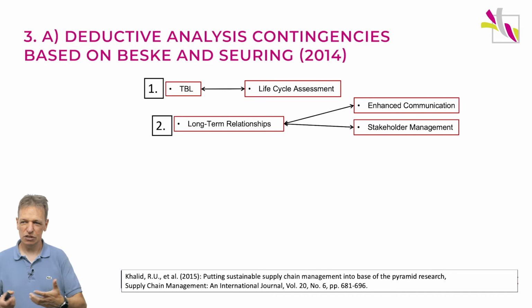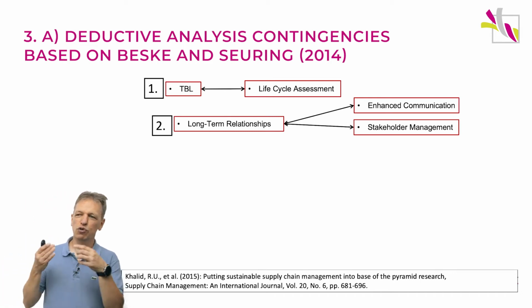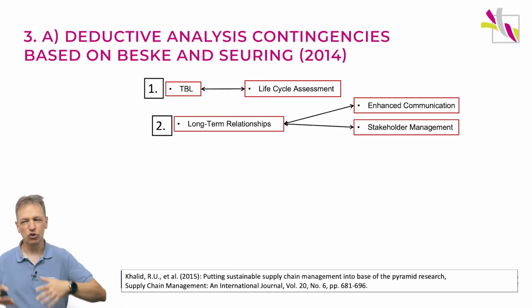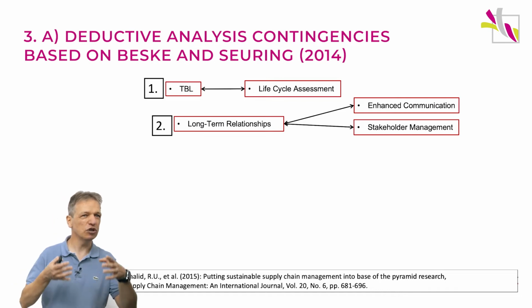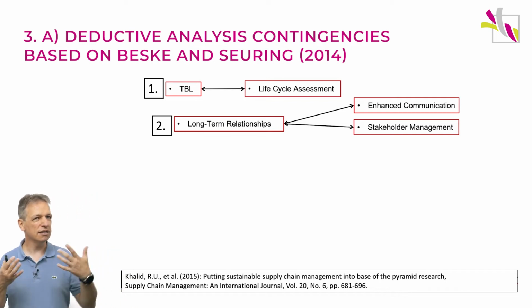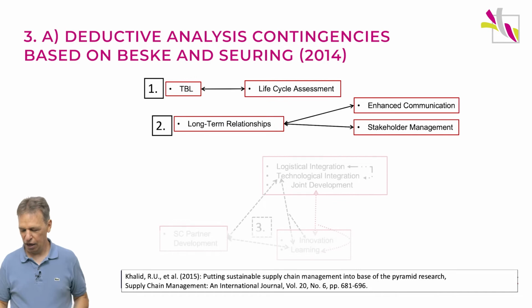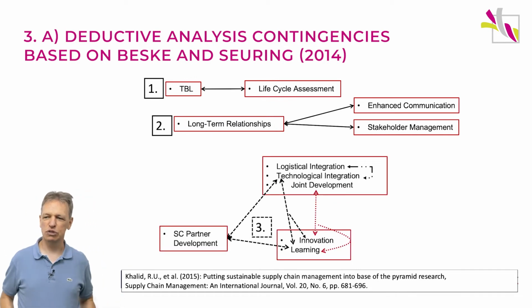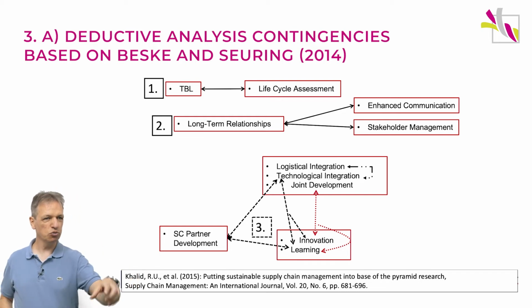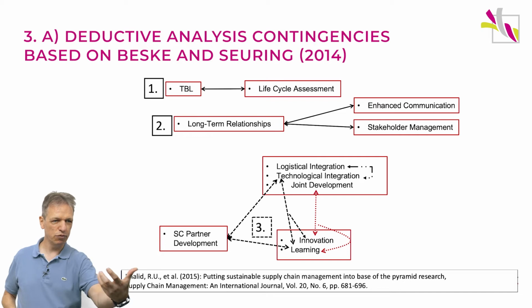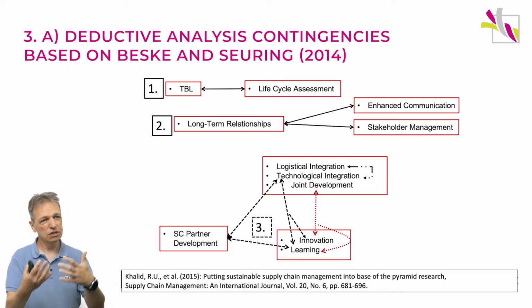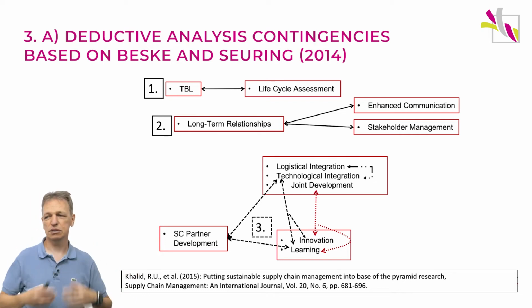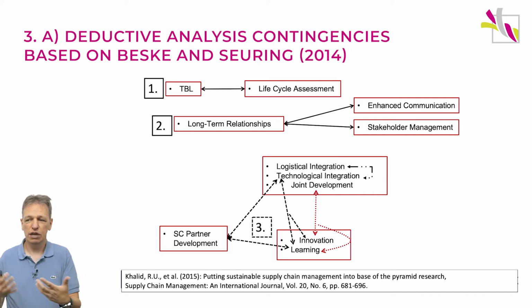Turning more to the center, it gets really interesting. So if you want to have long-term relationships, then you have to look at enhanced communication and you have to manage your stakeholders. That sounds really straightforward, isn't it? If you then connect it further, we have another box where it's almost a triangle among supply chain partner development. Take care of the partners. What needs do they have? How do you develop them further? Both economically, socially, avoiding environmental misconduct at the same time. We need learning and innovation, therefore.